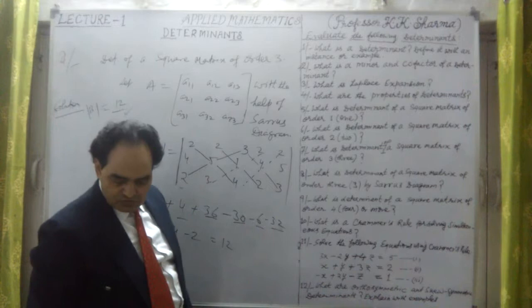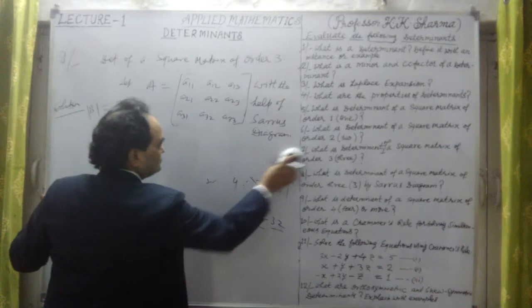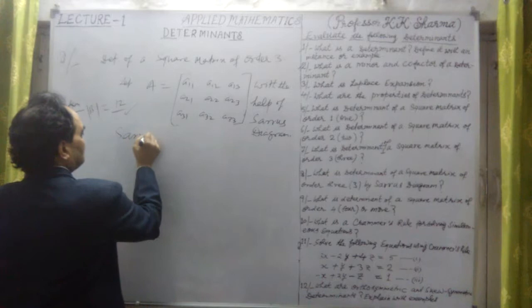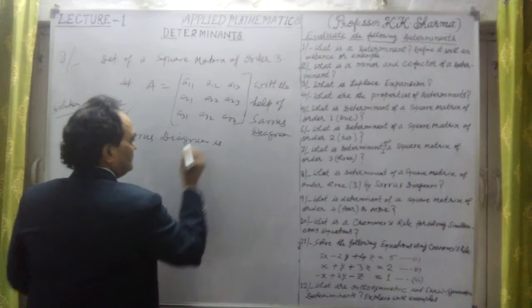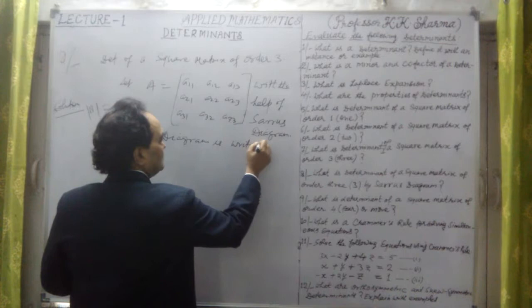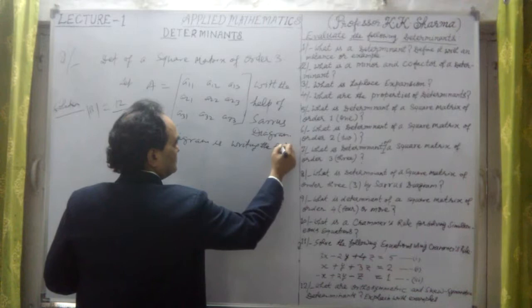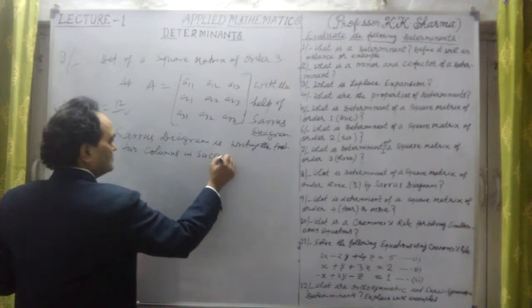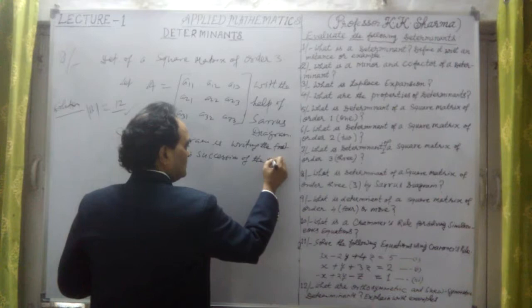Now let me write this in algebraic form. What we do is write a diagram. So, the Sarrus diagram is writing the first two columns in succession of the given matrix or given columns.